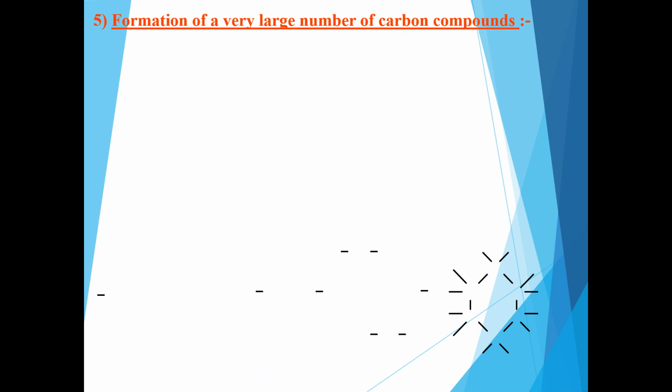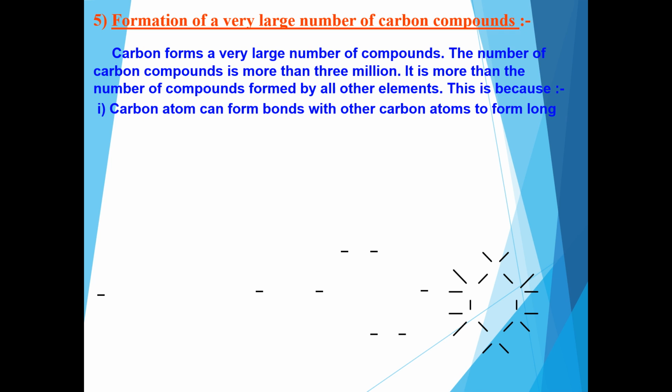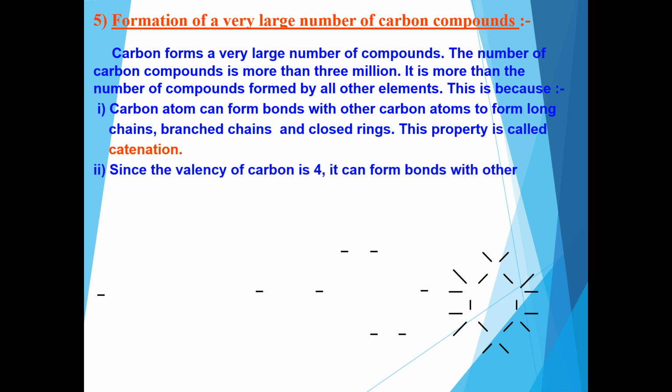Now, the formation of a very large number of carbon compounds. Why does carbon form so many compounds? Carbon forms a very large number of compounds, more than the number of compounds formed by any other element. Now what is the reason behind this? This is because carbon is an atom that can form bonds with other carbon atoms and it can form long chains. It may also form branched chains or closed rings. This property of carbon is known as catenation. So due to its catenation property, carbon forms a lot of compounds.